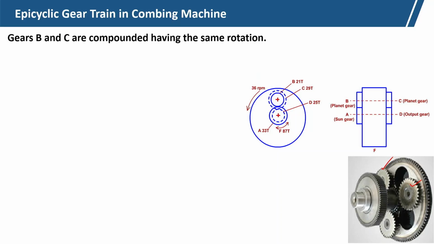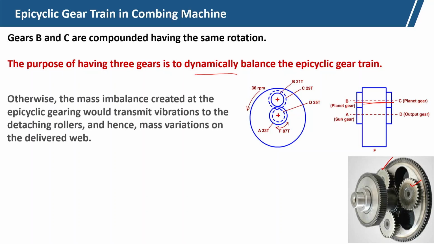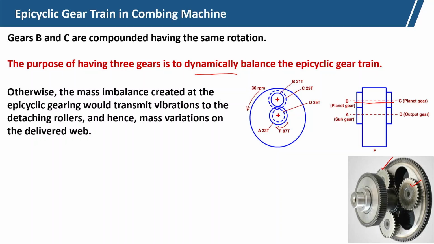So, gear B and C are compounded, having the same rotation. The purpose of having 3 gears is to have dynamic balance in the epicyclic gear system, otherwise there will be vibration, sound will be there. Otherwise mass imbalance created in the epicyclic gear would transmit vibration to the detaching roller, and hence mass variation in the delivery web.